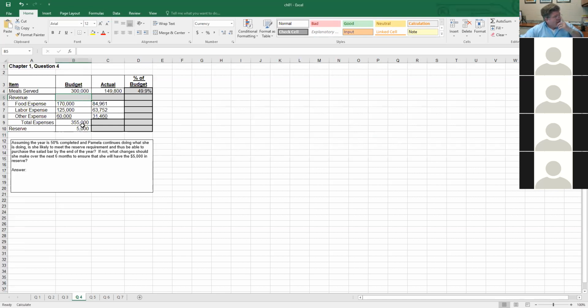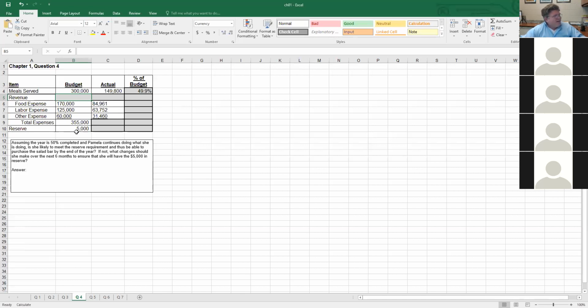Well, if my expenses were $355,000, that's my expenses. And then my reserve is 5,000. That's my total. That's all my expenses plus all my leftover money.